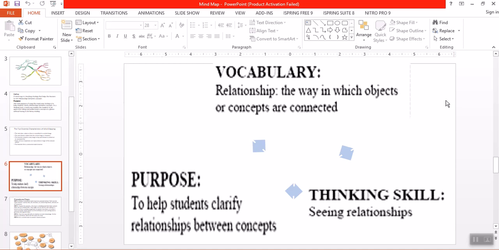How does this mind map help? This will help students to remember the vocabulary, the relationships, and the way in which the objects or concepts are connected. So the student need not literally memorize. Another one is the purpose. The purpose is to help the student clarify the relations between two concepts. So this is quite clear. It's not only to remember, it has a certain purpose: to clarify the relationship between them, and it also enhances the thinking skills of the students by seeing the relationship. So mind mapping does help students to remember things quite easily.